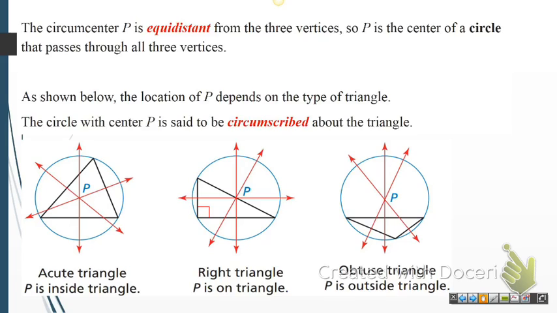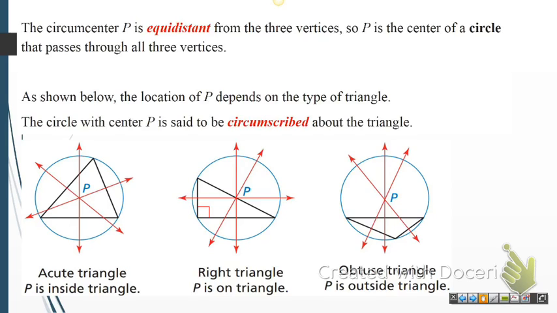Okay. So the circumcenter P is equidistant from the three vertices. P is the center of a circle that passes through all three vertices. So the way this is going to look when you have different types of triangles is a little bit like the worksheet that you worked on at the beginning of class where you were constructing the perpendicular bisectors. The location of the circumcenter is going to depend on the type of triangle you have.